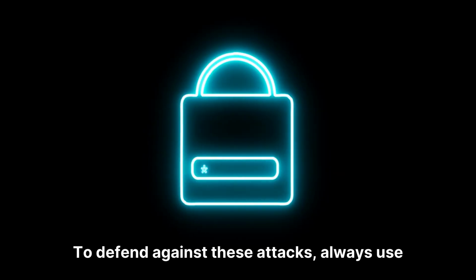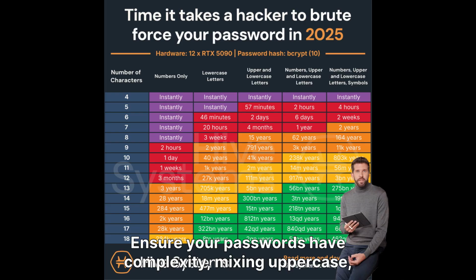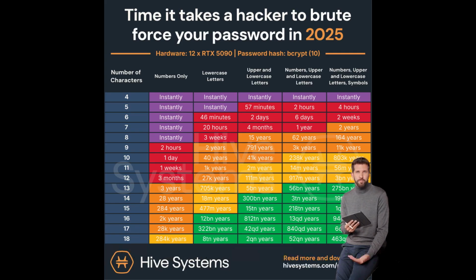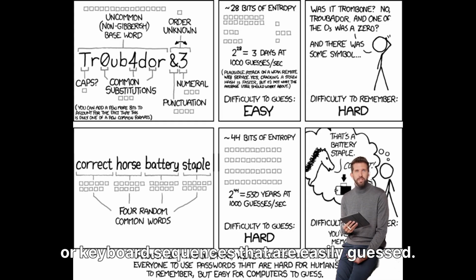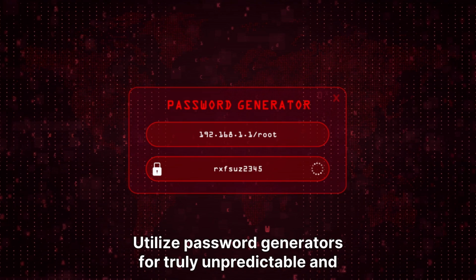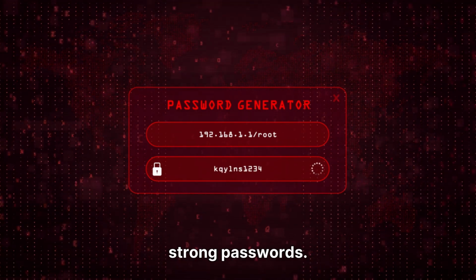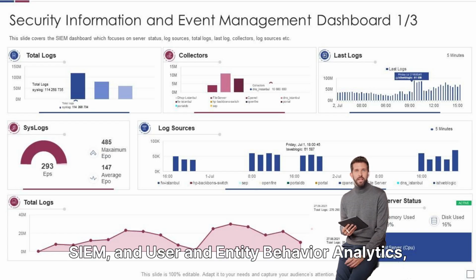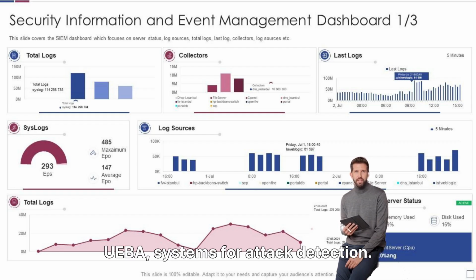To defend against these attacks, always use a minimum password length of 10 characters. Ensure your passwords have complexity, mixing uppercase, lowercase, numbers, and special characters. Avoid common patterns like dictionary words, names, or keyboard sequences that are easily guessed. Utilize password generators for truly unpredictable and strong passwords. Employ security information and event management, or SIEM, and user and entity behavior analytics, UEBA, systems for attack detection.